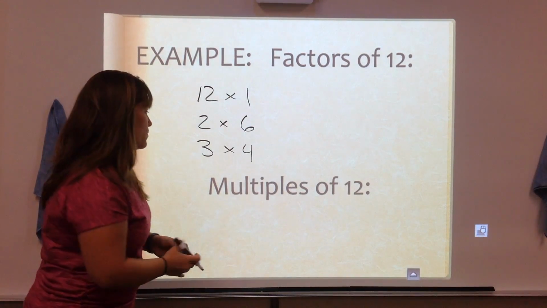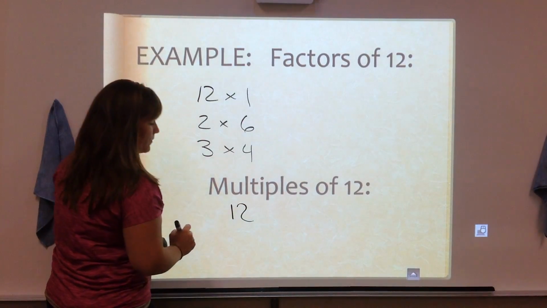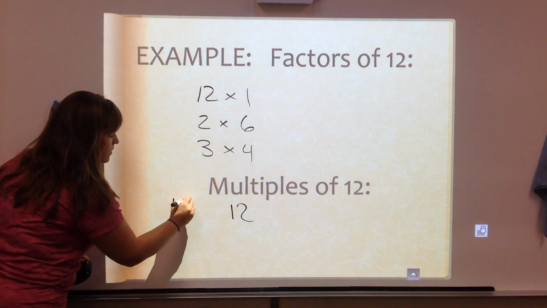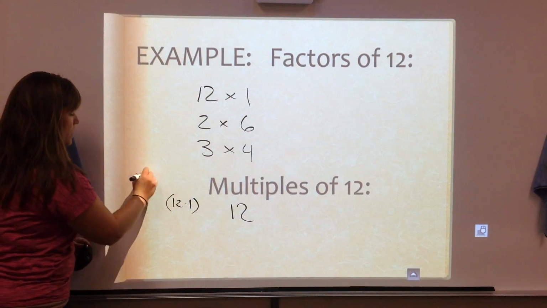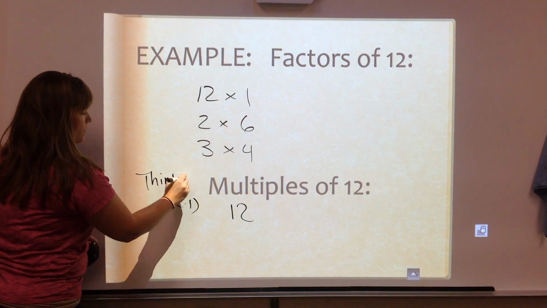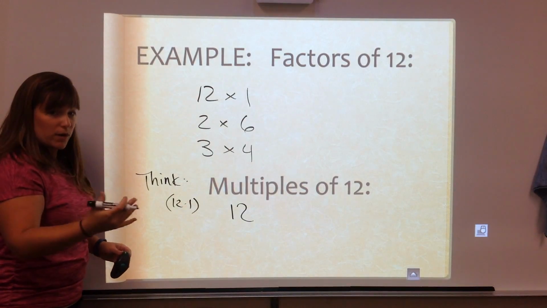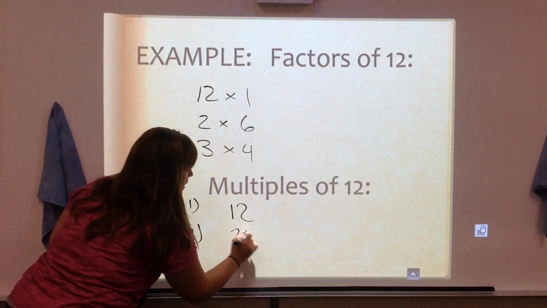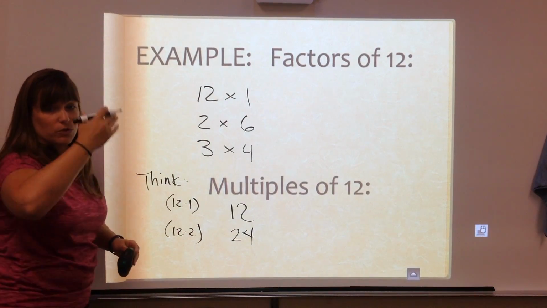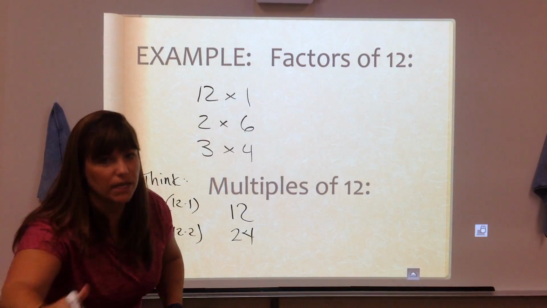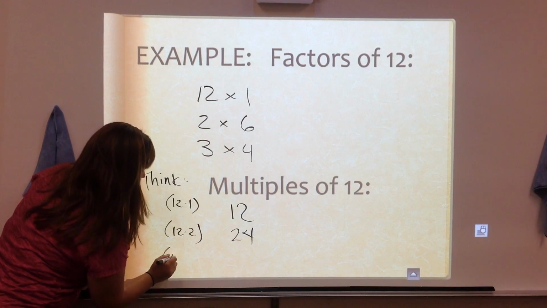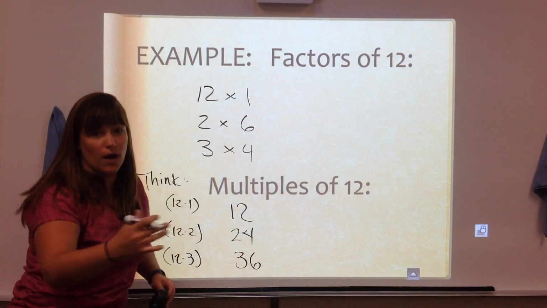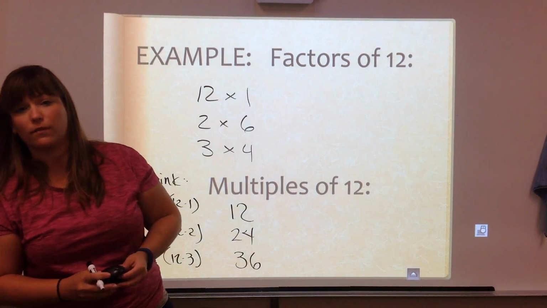Multiples of 12. We have 12. And in our brain, we're thinking 12 times 1. I'm going to write that over here kind of small. That's what we're thinking. Okay? And then the next one up, we're going to be thinking, what's 12 times 2? And it's 24. So multiples are 12, 24. And then the next one would be 12 times 3, which is 36. And we could go on and on forever, but we won't.